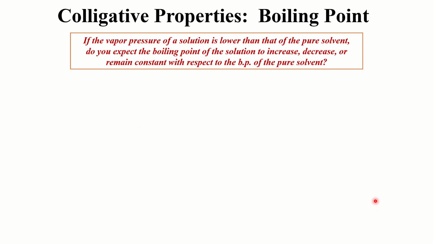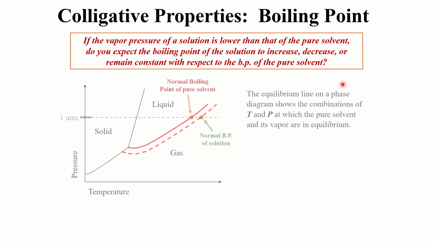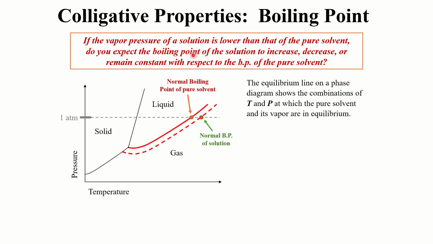All right, next, boiling point. Now, let's think for a second here. If the vapor pressure of a solution is lower than that of the pure solvent, do you expect the boiling point of the solution to increase, decrease, or remain constant with respect to the boiling point of the pure solvent? Think about this one for a second. Okay, so the correct answer here is the boiling point increases.